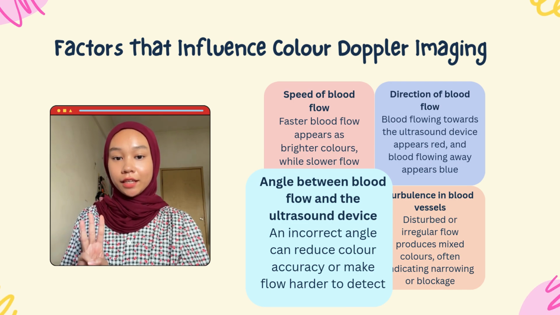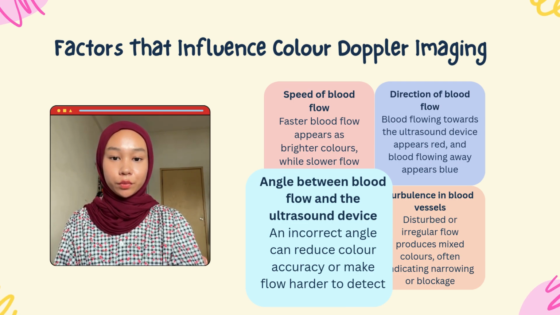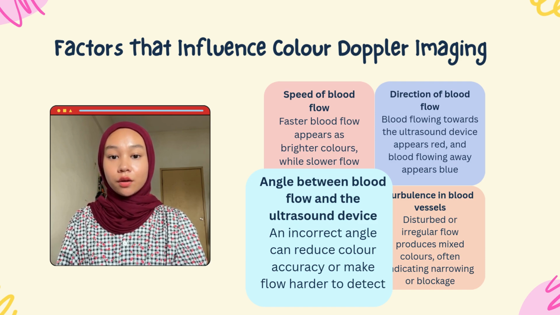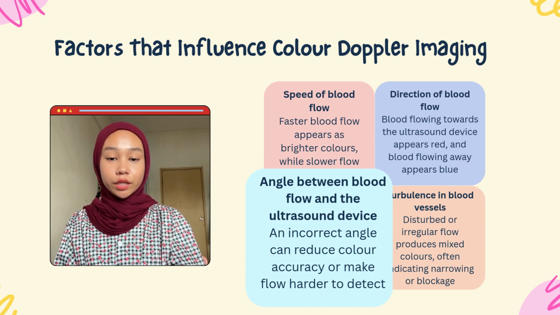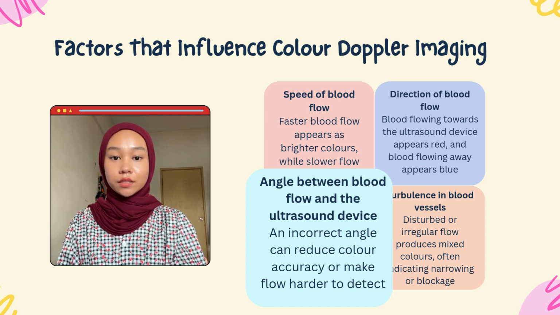The third factor is the angle between the ultrasound device and the blood flow. Color Doppler works best when it is angled correctly. If it is angled poorly, it may show color inaccurately or weaker, even though the blood flow is fast.